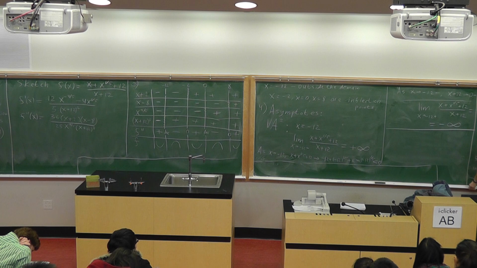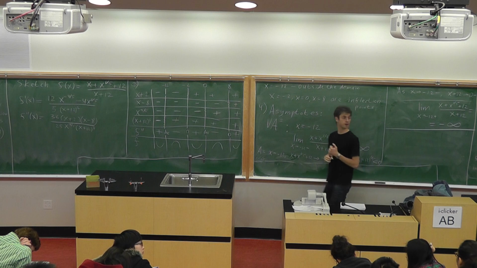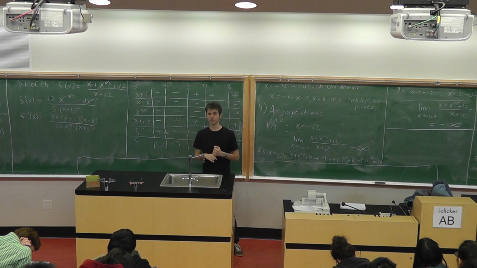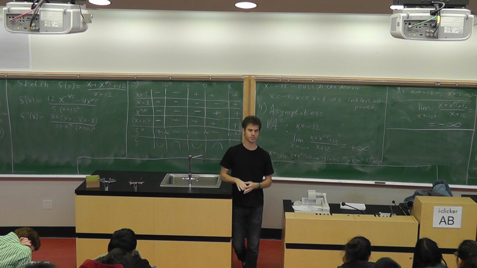Okay, so let me also record this result. Near x equal to minus 12 the graph looks like this. It approaches plus infinity on one side and minus infinity on the other. So, questions about this vertical asymptote?